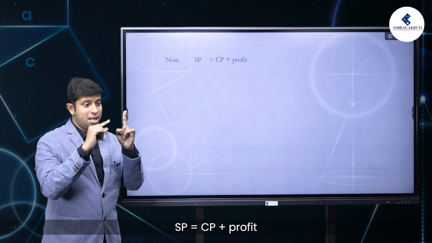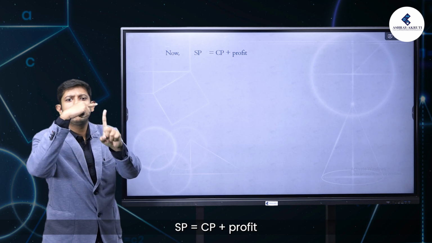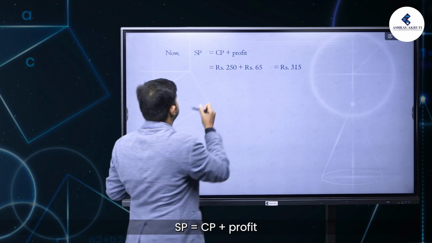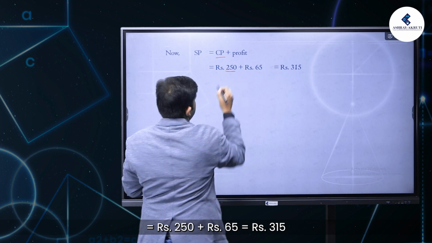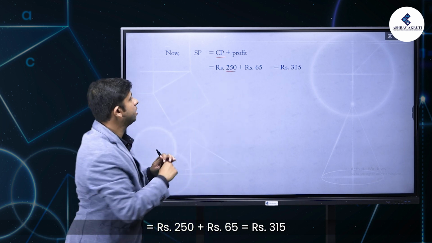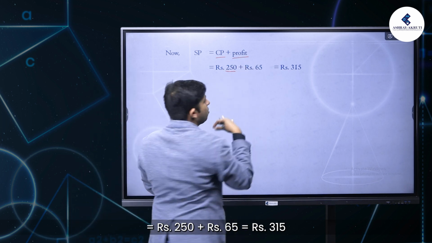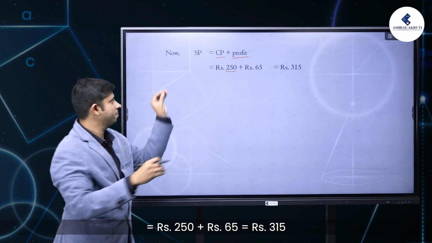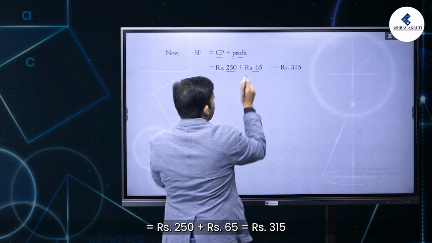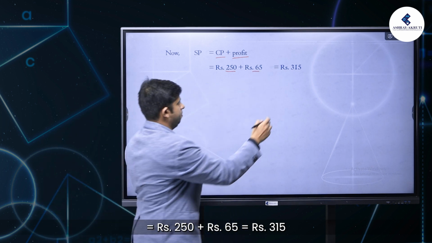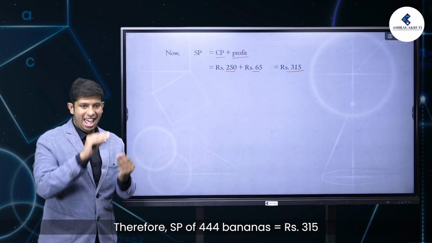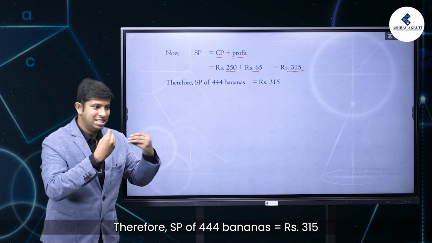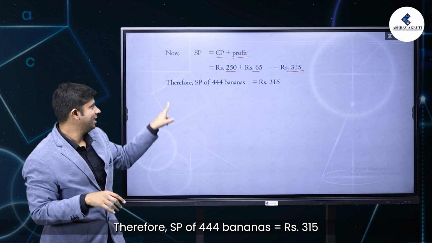Now, selling price is equal to cost price plus profit, equals rupees 250 plus rupees 65, which is equal to rupees 315. Therefore, selling price of 444 bananas is equal to rupees 315.